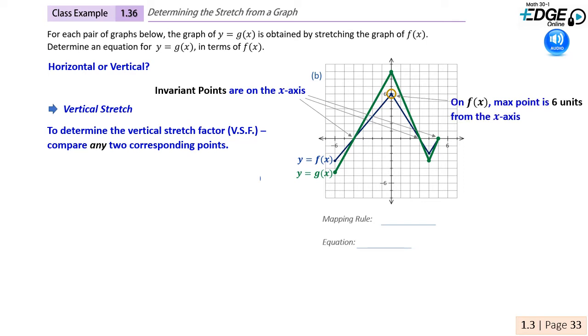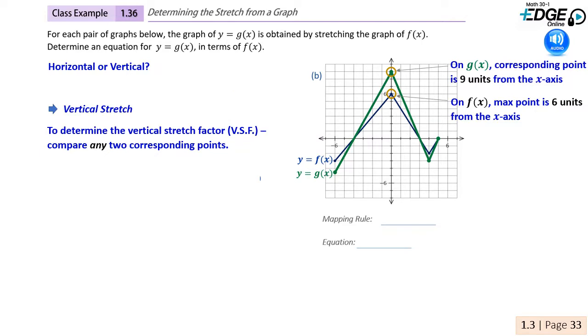On f of x, and it is important to determine which one was the original, on f of x, our intercept was 6 units above the x-axis. While on g of x, it is 9 units above the x-axis. Again, we don't want to talk about it going up 3 because that treats it as translation. We want to know by what factor you multiply 6 to generate a 9. So 6 times the vertical stretch factor becomes 9. We can isolate the vertical stretch factor to determine that it is 3/2.